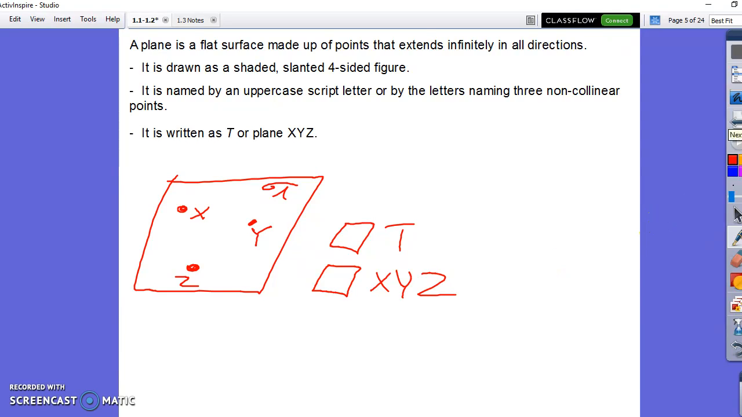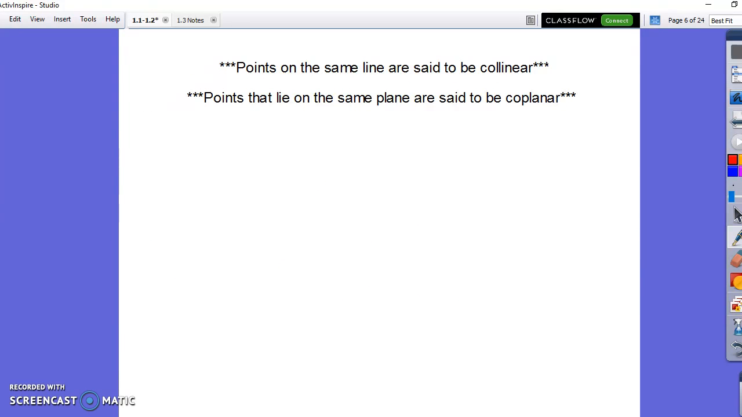Can I move on? All right, moving on. Points that are on the same line are said to be collinear. That's how you say that, collinear. Similarly, points that lie on the same plane are said to be coplanar. Right?